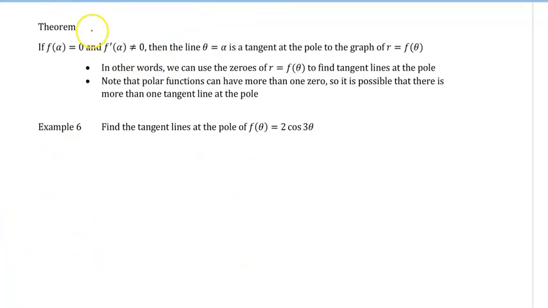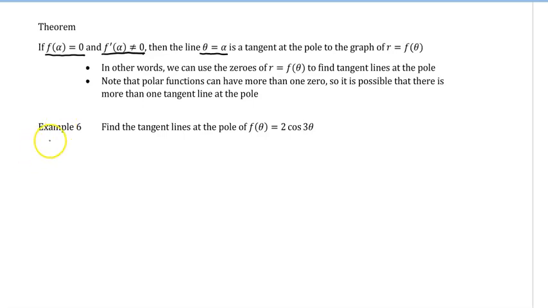Finally, we have a theorem that states if we take a polar function and evaluate it at some angle and get 0, so if we can find a zero of that polar function that does not make the derivative of the polar function equal to 0, then the line theta equal to whatever that angle is must be tangent to the graph at the pole. So we can use this theorem to find tangent lines of polar functions at the pole. Let's see this worked out in an example.